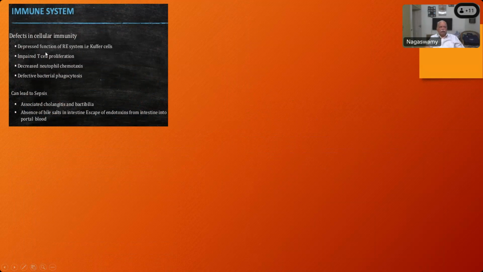And there is impaired T cell production, which is important for cellular immunity, decreased neutrophilic chemotaxis and defective bacterial phagocytosis. All these things make the patient susceptible to sepsis. So it can be associated with cholangitis or bacteria and absence of bile salts in the intestine. So endotoxins, which are destroyed by the bile salts, enter the portal circulation and start affecting the patient.